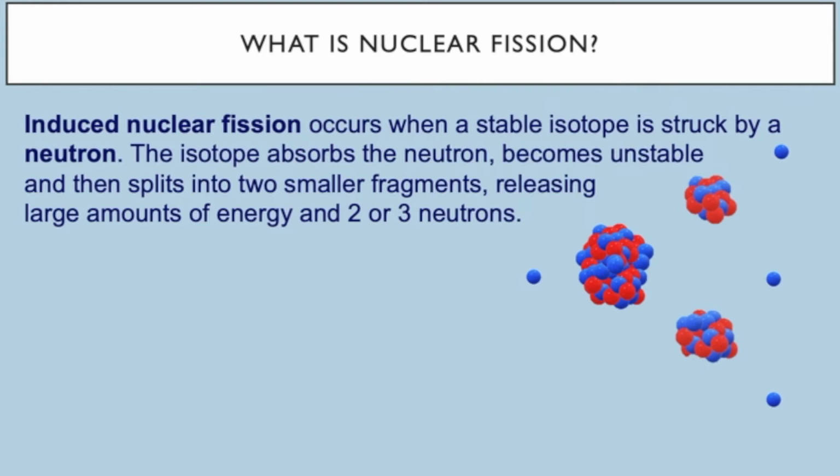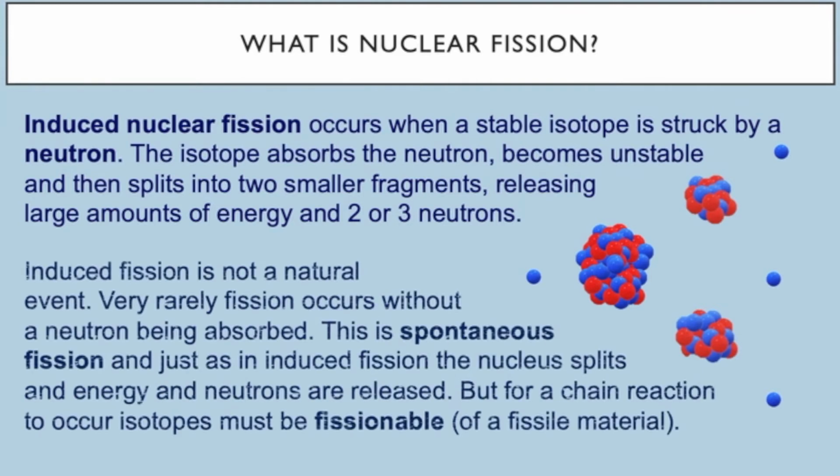So nuclear fission. We talk about induced nuclear fission, and that occurs when a stable isotope is struck by a neutron. Induced kind of means something that is man-made, something that wouldn't happen naturally. So it's something that we have made happen. The isotope absorbs the neutron, becomes unstable, and then splits into two smaller fragments, releasing large amounts of energy and 2 or 3 neutrons.